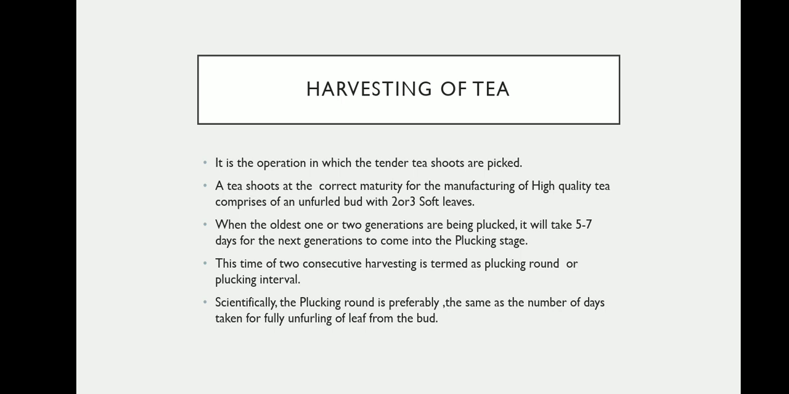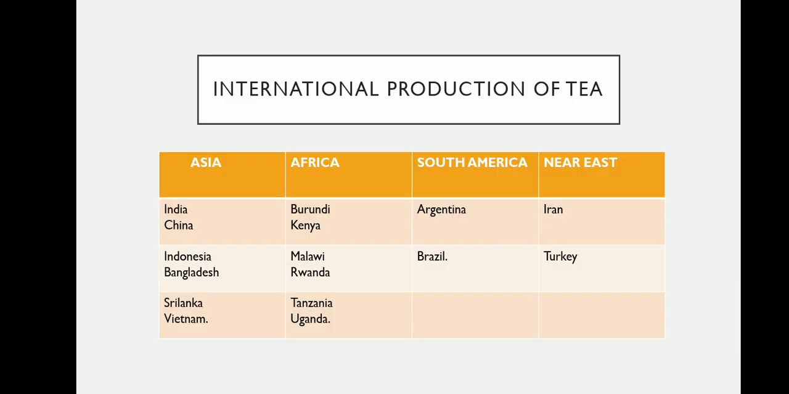Scientifically, the plucking round is preferably the same as the number of days taken for the full unfurling of a leaf from the bud. Then, international production of tea. There are many countries which produce tea. Asia, Africa, South America, and Eastern countries are the major producers of tea.